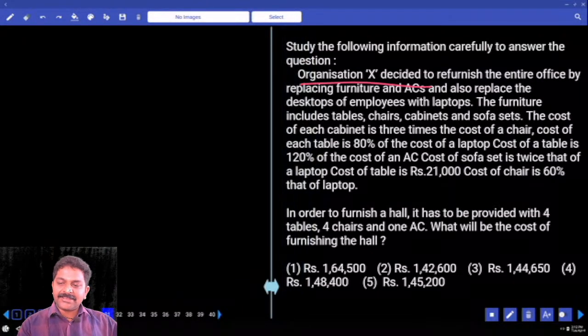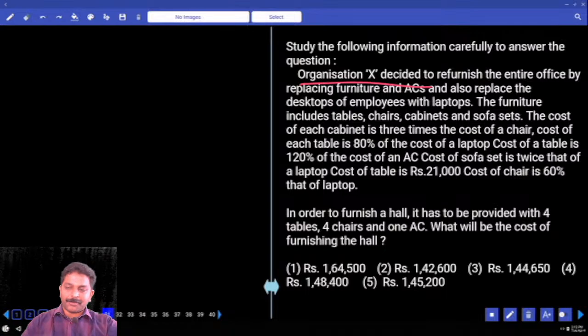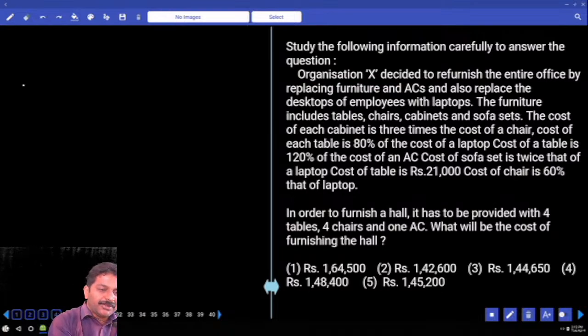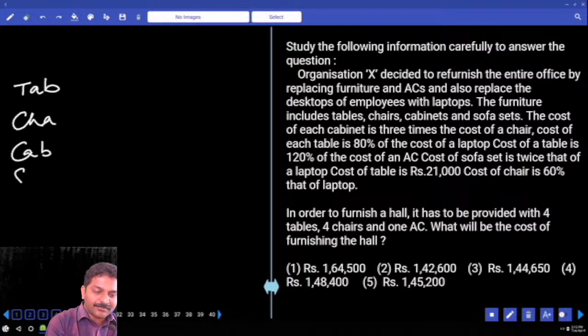Organization X decided to refurnish the entire office by replacing furniture and ACs, and also replace the desktops of employees with laptops. The furniture includes tables, chairs, cabinets and sofa set. So we know that we are going to have tables, chairs, cabinets and then sofa sets.